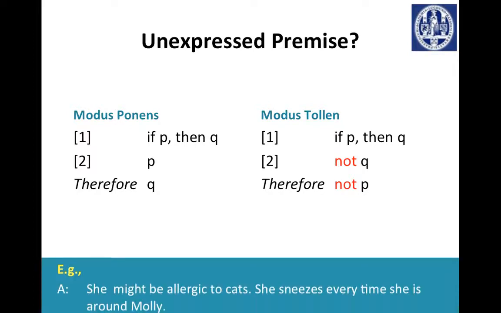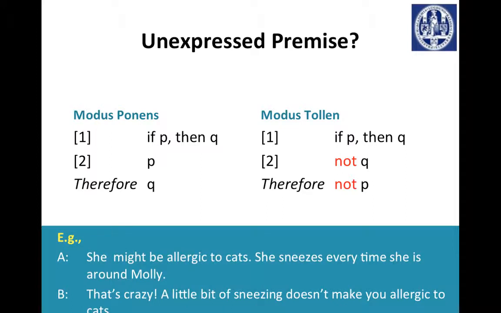And I can show you that by means of the example that we just saw, the Molly example. So here what we have is a standpoint. She might be allergic to cats because, an argument follows then, she sneezes every time she's around Molly. So the standpoint we know in the reasoning schemes is always the one that follows from therefore. And we also see no negations here. So presumably the modus ponens is the one that we need to reconstruct this argument. And then we know that she might be allergic to cats is Q.